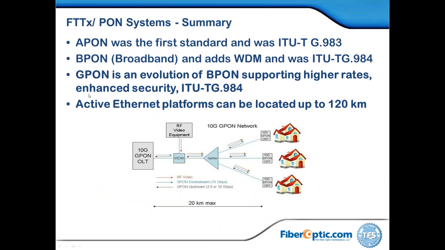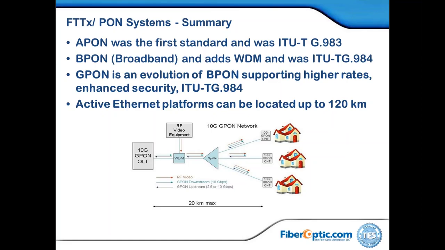Now, here's a pretty good layout. So APON was the first, and there are ITU standards that you often hear referenced. So G.983 was APON, 984 was BPON. So this is strictly an evolution. Then GPON was an evolution of 984, which supported higher rates and enhanced security than did the original 984 standard. And then here we say an active Ethernet platform can be up to about 120 kilometers.